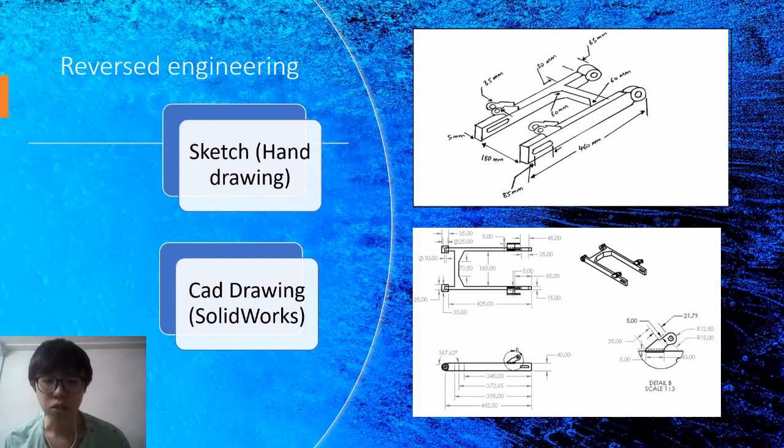The reverse engineering is done to the original swing arm. The figure above shows the hand sketch of the original swing arm. All the measurements are measured by ruler, manual caliper, protractor, and so on. After that, we have drawn it using SolidWorks. The figure below shows the detailed drawing of the original swing arm.